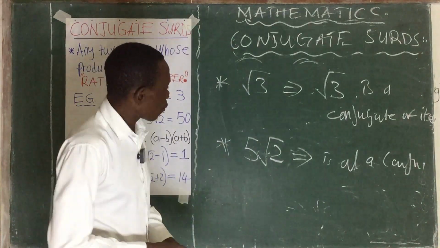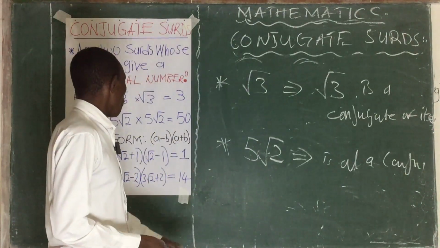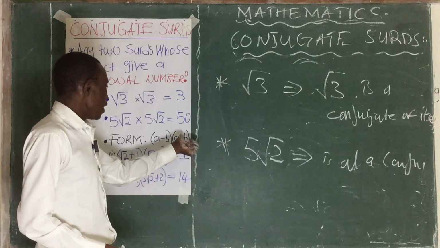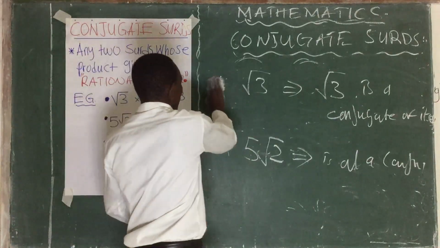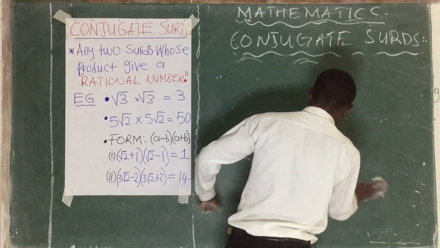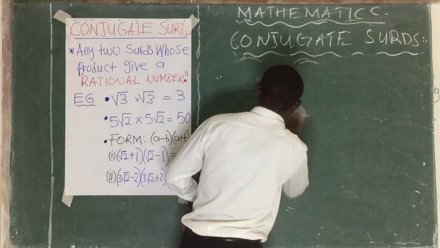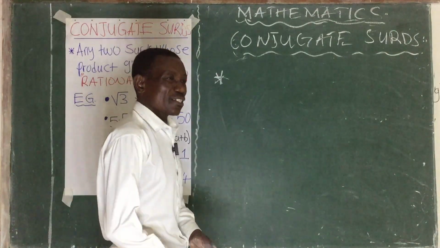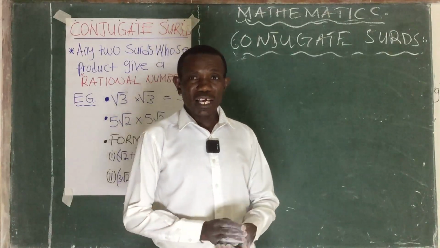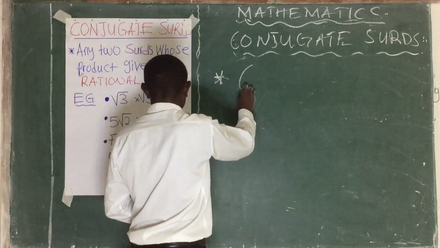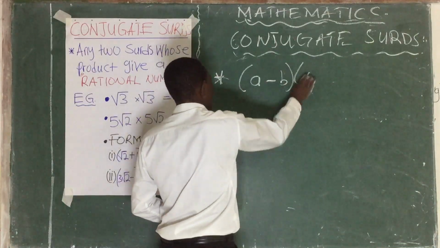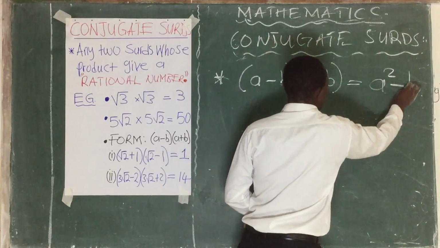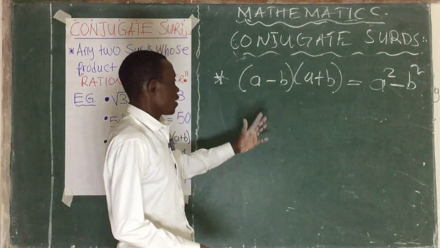Right, now let us extend our discussion on the conjugate surds to the expressions which are in the form of a minus b and a plus b. Let's look at what we have here and what we get. We all know from the previous discussion that we had in JCE that each time we are multiplying terms in the form of a minus b and a plus b, this one gives us a difference of two squares, like that. And you can just try to expand this one.